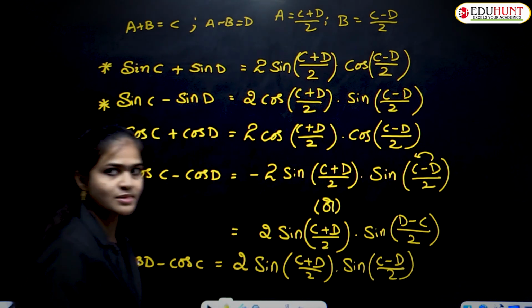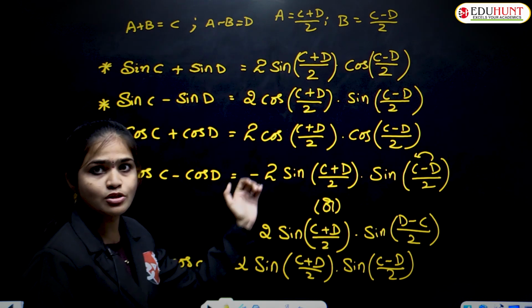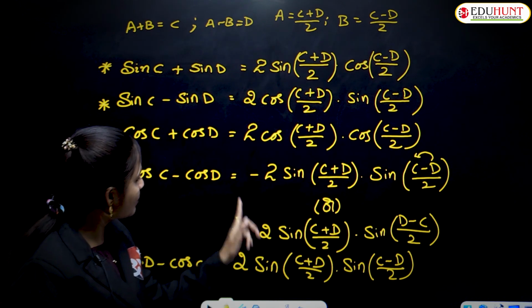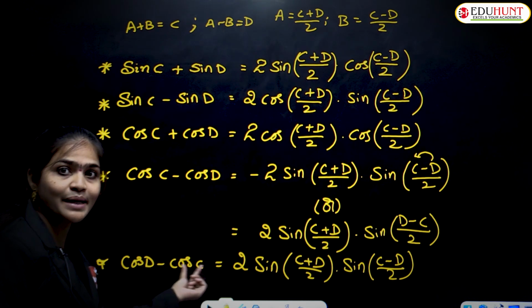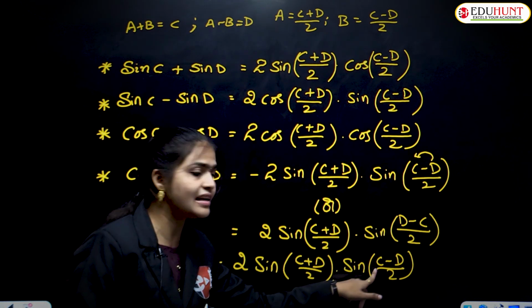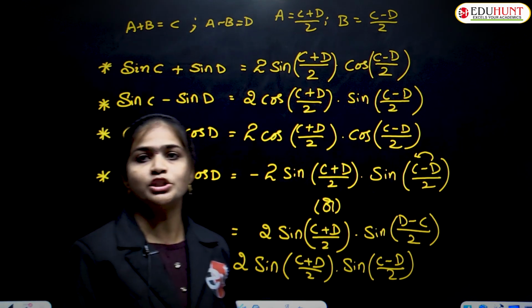Just observe the difference here. Here you are taking minus as common, so minus into minus will come as plus. For that, it is C minus D, and here D minus C is there. So that's why here there is no change. Understand? So these are the transformation formulas.